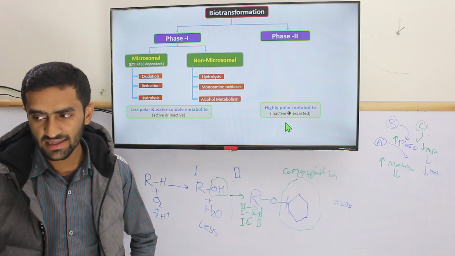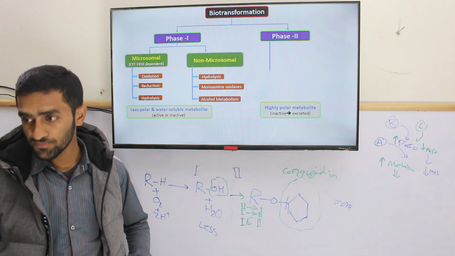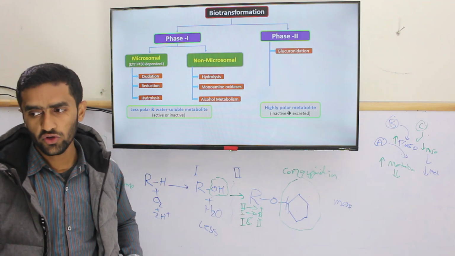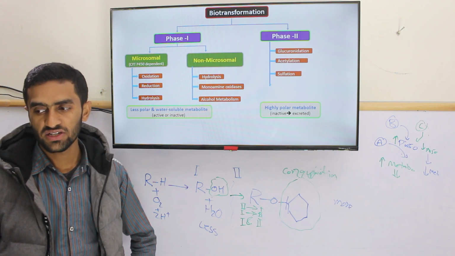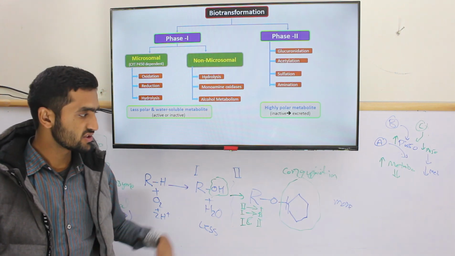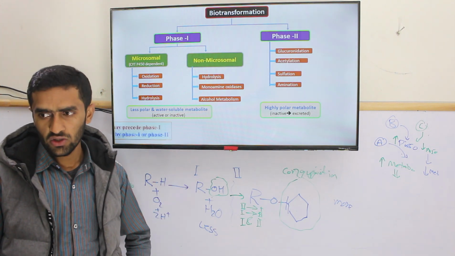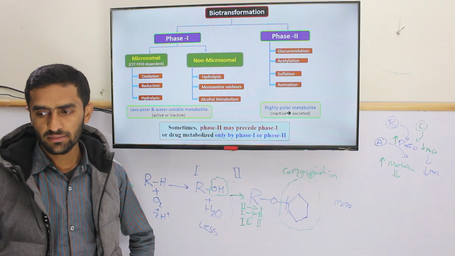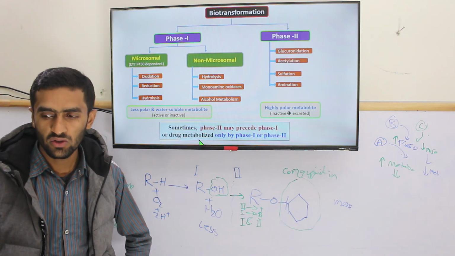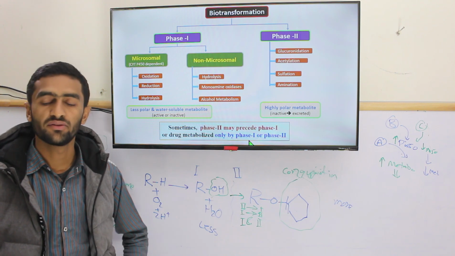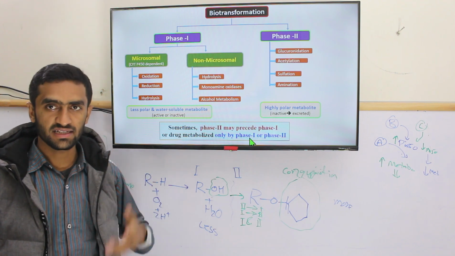What are the reactions which help here? As I mentioned, the conjugation reactions, for example glucuronidation, acetylation, sulfation, and amination. These are different processes for different drugs. Sometimes, as I mentioned, phase 2 may precede phase 1, and drug metabolism may occur only by phase 1 or phase 2, because our concern is with excretion.